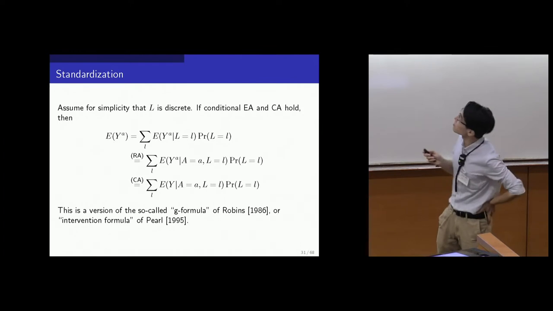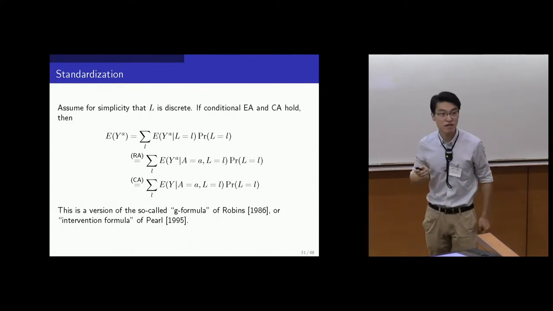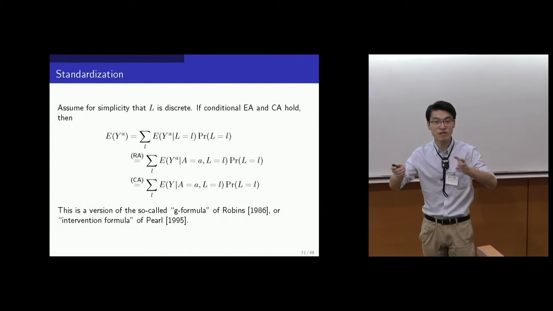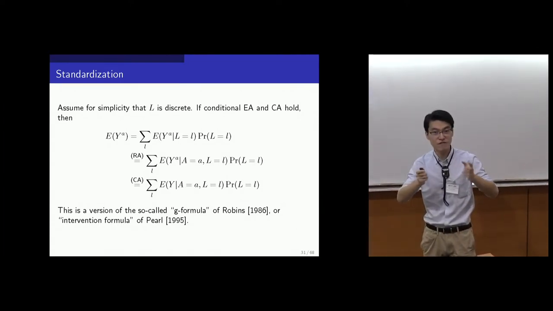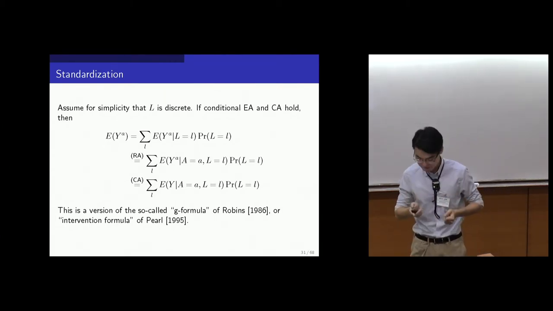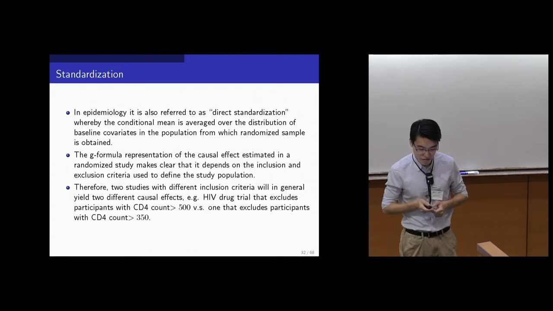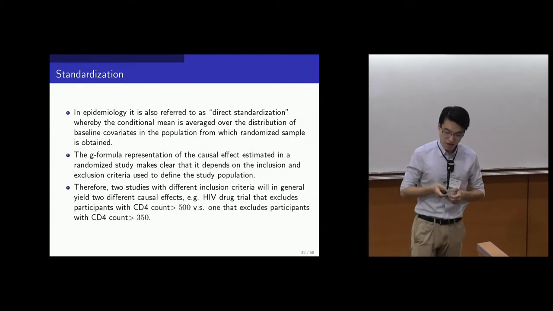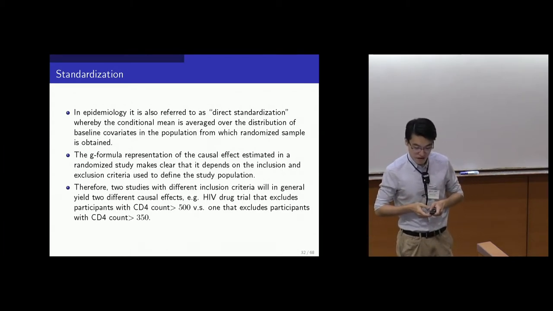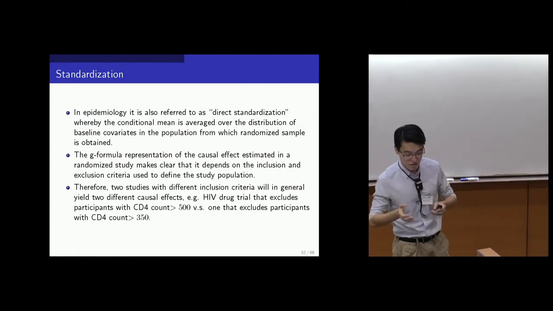And so notice that the computation of this quantity depends on the distribution of the covariate in your population of interest. So for different populations in which the covariate distributions are different, they will have different causal effect measures under the conditional exchangeability assumption. So in epidemiology, this is referred to as direct standardization, whereby the conditional mean is averaged over the distribution of baseline covariates in the population. So this representation makes it clear that it depends on the inclusion-exclusion criteria used to define the study population, right? Because of the dependence on the distribution of the baseline covariates.